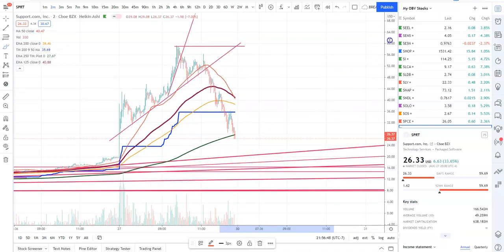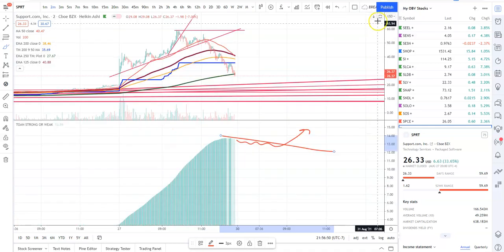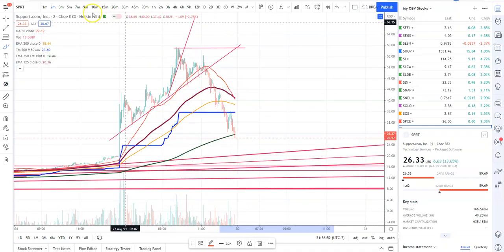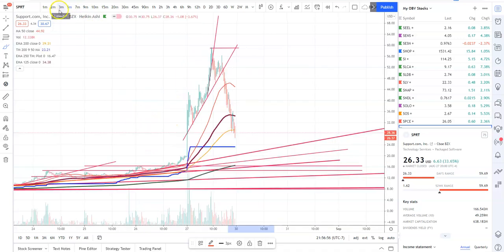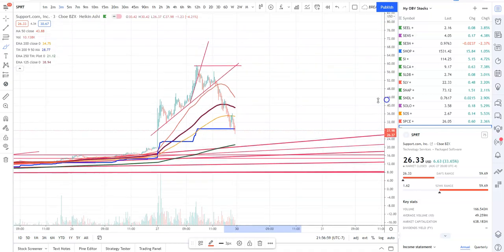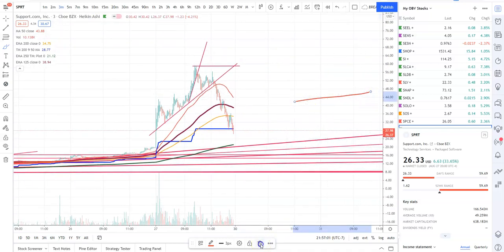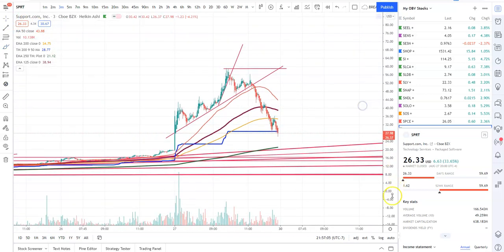We need to be really careful. And this was one of the last things I wanted to show you guys. I set this on a 3-minute/5-minute time frame. They both ended up being basically exactly the same thing. Let me see if I can zoom in on this.